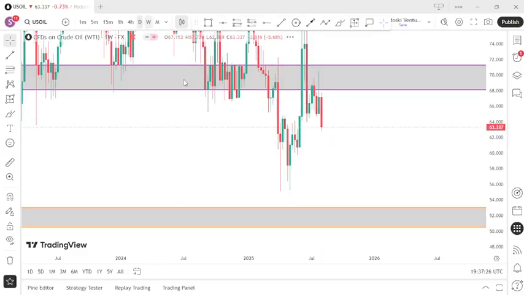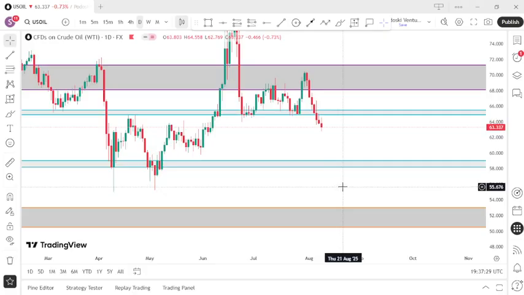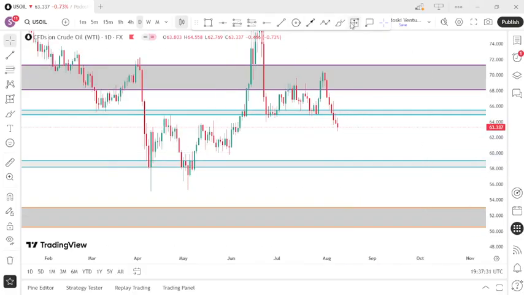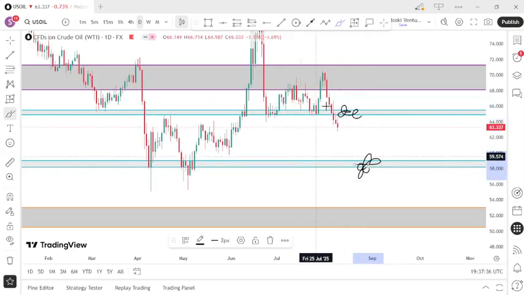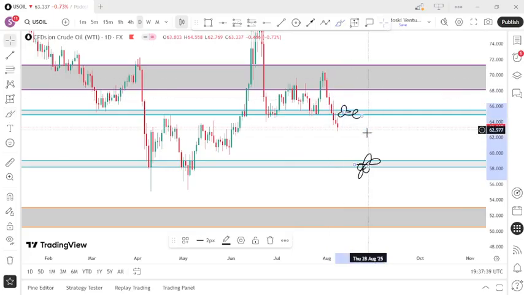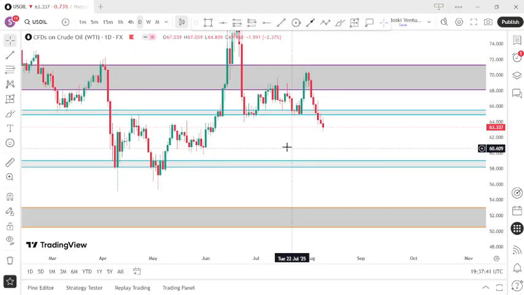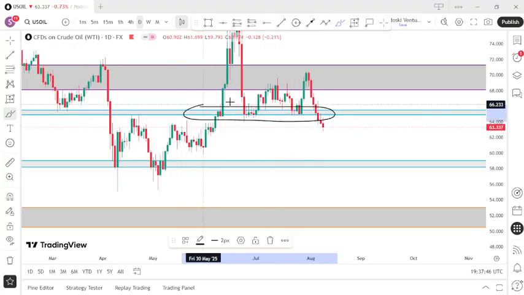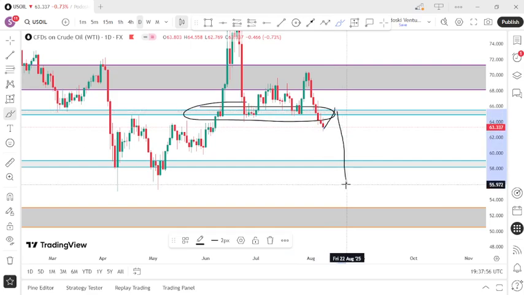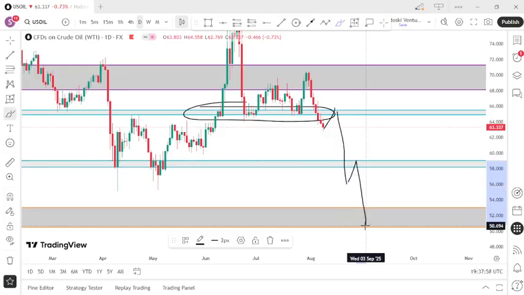So let's go to the daily time frame. Here on the daily time frame, I have my daily midway zone here, my daily lower zone here. From the daily time frame, you can see that price has also broken the daily support, which was a very strong support zone here. And since price has broken the support, we must get a retest. After the retest, then we can sell US oil.